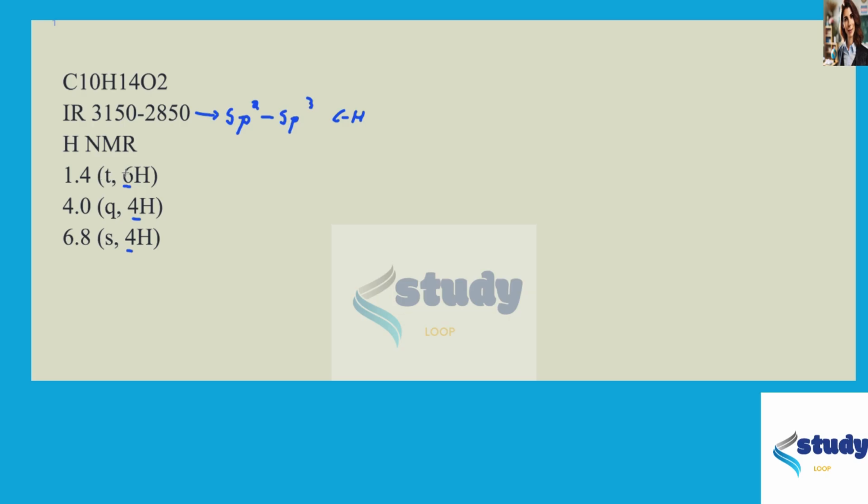We have a triplet that has 6 hydrogens. That means these 6 hydrogens are neighboring 2 hydrogens, by the n+1 rule. These 4 hydrogens are neighboring 3. And the 4 hydrogens in the singlet are actually not being split by anything. So let's see how we can determine this.